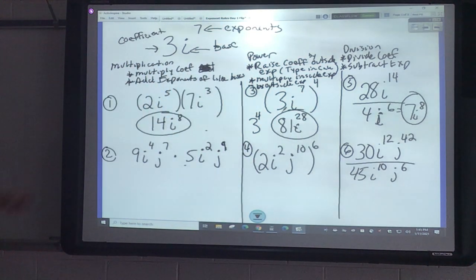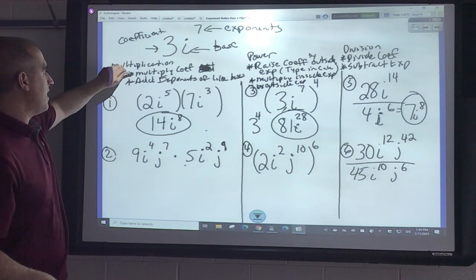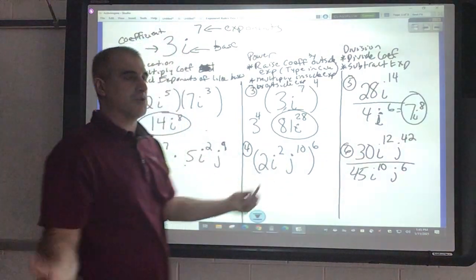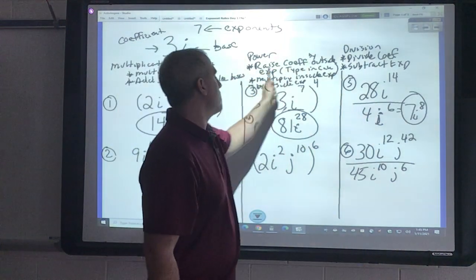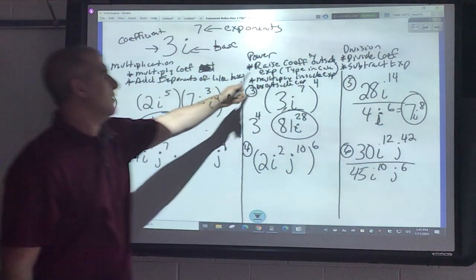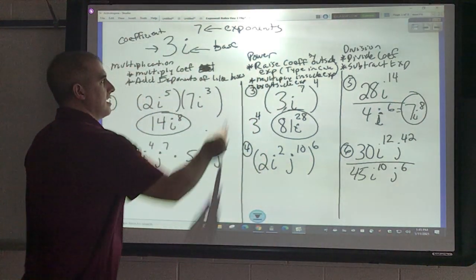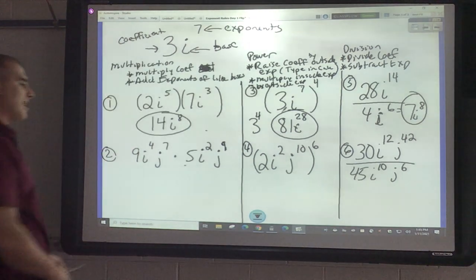So, 3 rules. Multiplication, multiply coefficients, add exponents. Division, divide coefficients, subtract exponents, so opposite. Power rule, raise the coefficient by the outside exponent. Type it into the calculator with the caret sign, then multiply the inside exponents by the outside.